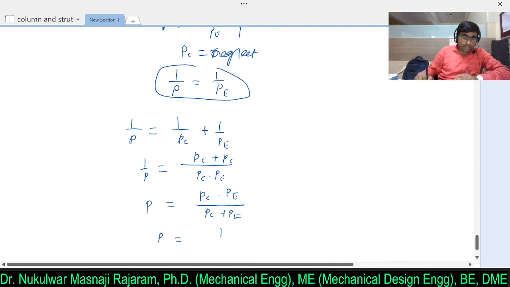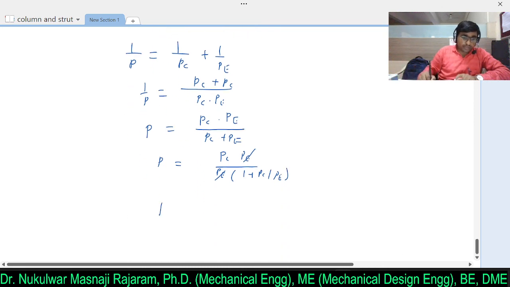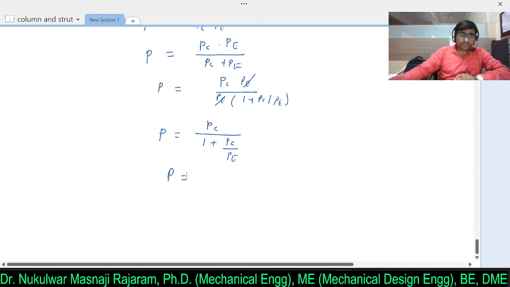Simple. Now here I will take Pe common in Pc into Pe, so I can write Pc divided by Pe. So Pe gets cancelled. Then I get P equal to Pc divided by 1 plus Pc divided by Pe. Simple. Now I will put the value for the crushing load, that is sigma c into A, divided by 1 plus sigma c into A divided by Pe. Now we have a form for Pe also.